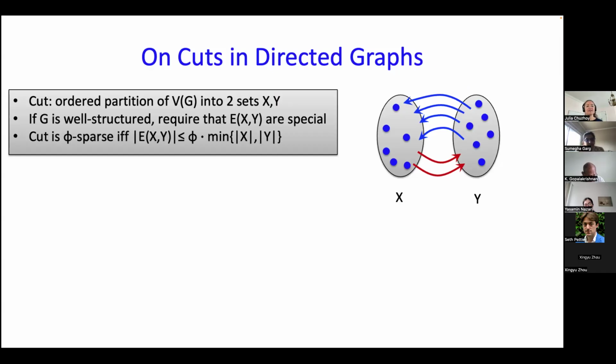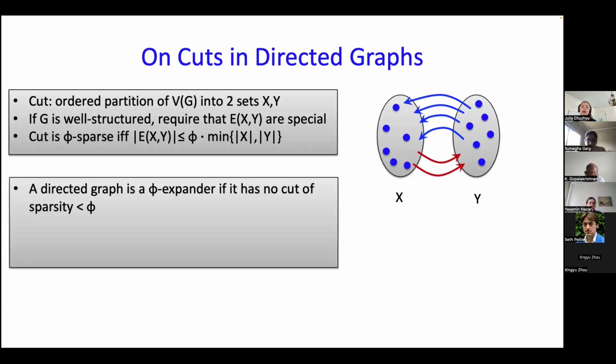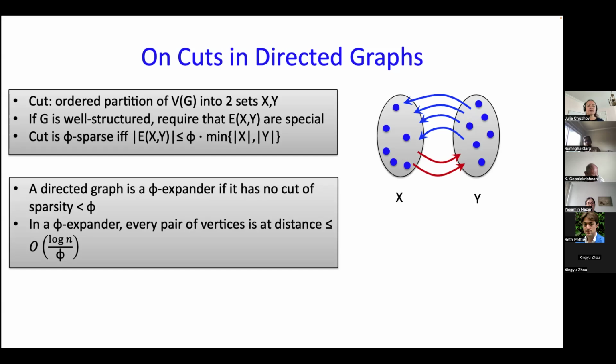And then I say that a cut is phi sparse if the number of these red edges going from X to Y is at most phi times the number of vertices on the smaller side. And then, as usual, we say that the graph is a phi expander if it does not contain any cut whose sparsity is less than phi. And just like in undirected graphs, if your graph is a phi expander, then for every pair of vertices, there is a path connecting them of length at most roughly log n divided by phi. And this is a directed graph, so there's going to be a path in one direction and a path in the other direction, which both are going to be short.